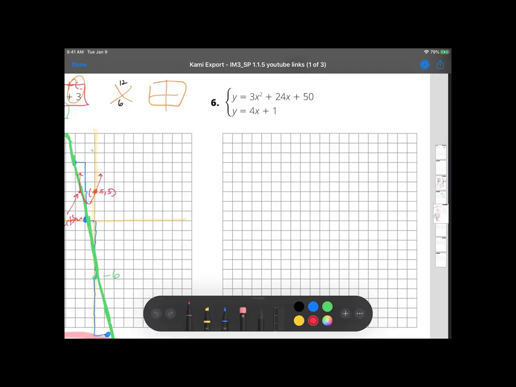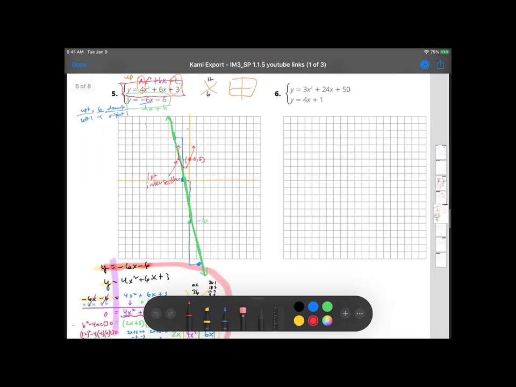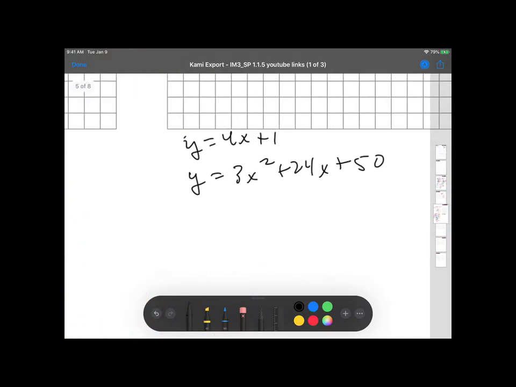Hey guys, let's go over D6, solving quadratic systems. I got y equals 4x plus 1, y equals 3x squared plus 24x plus 50. All right, what am I going to do first? The first thing I'm going to do is do my substitution. How can I do the substitution? They're both equal to y.